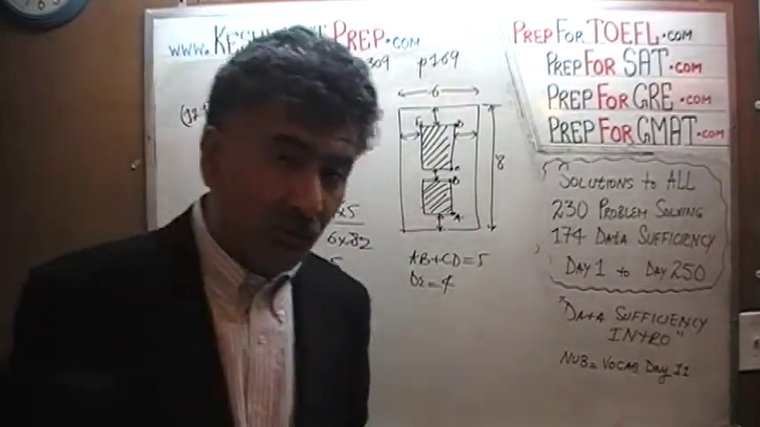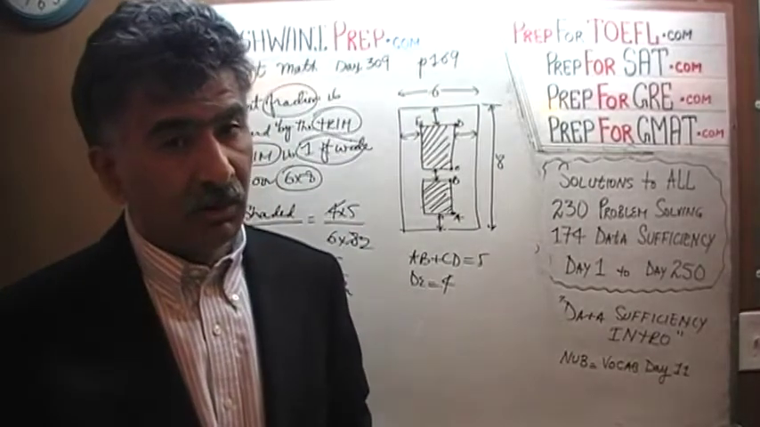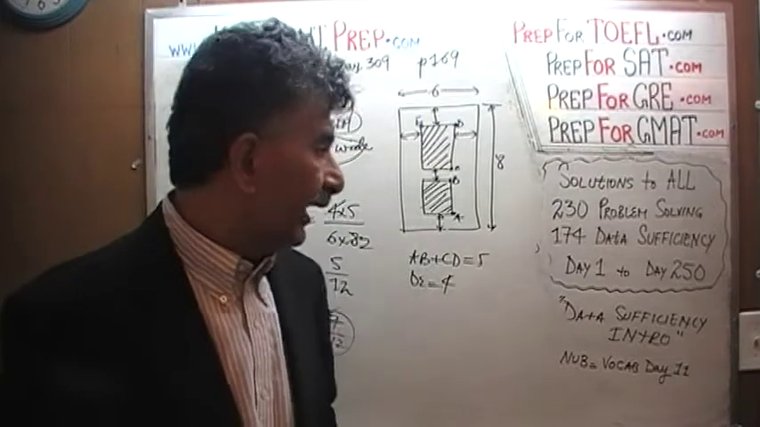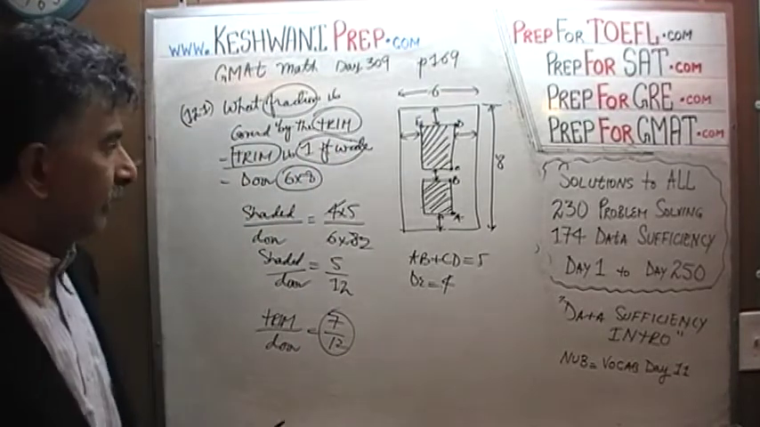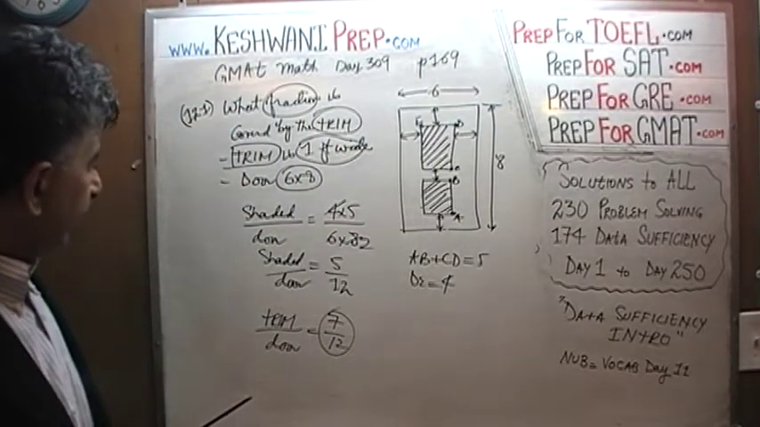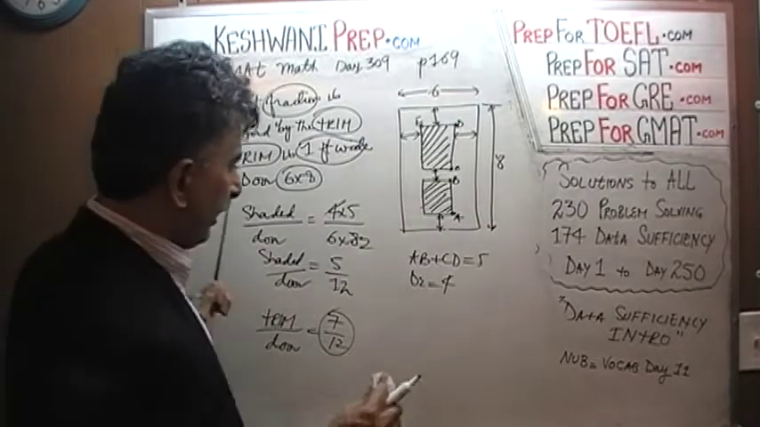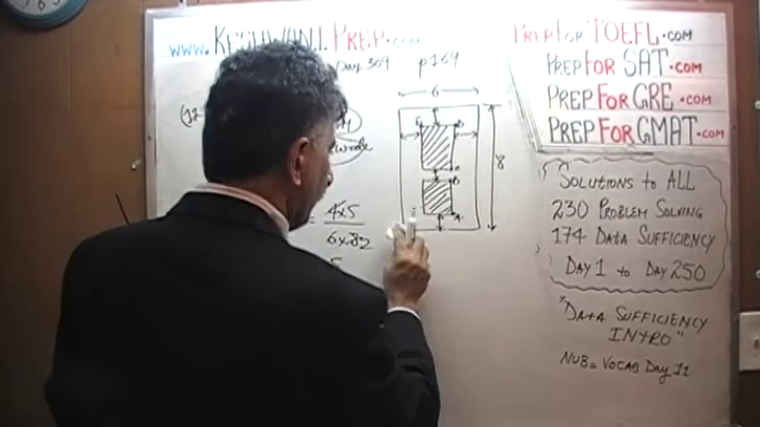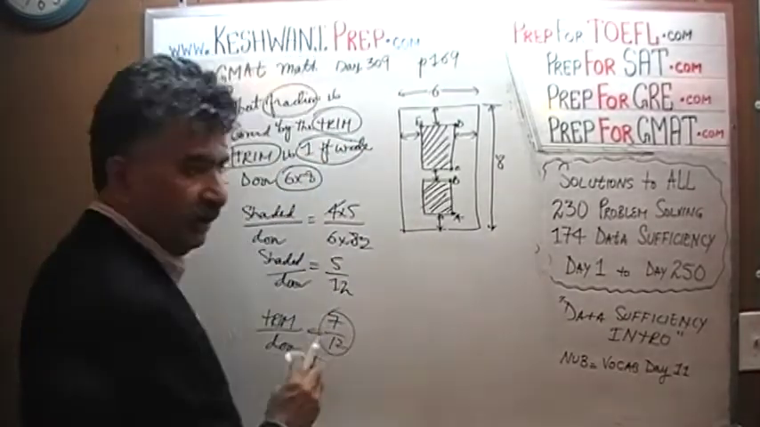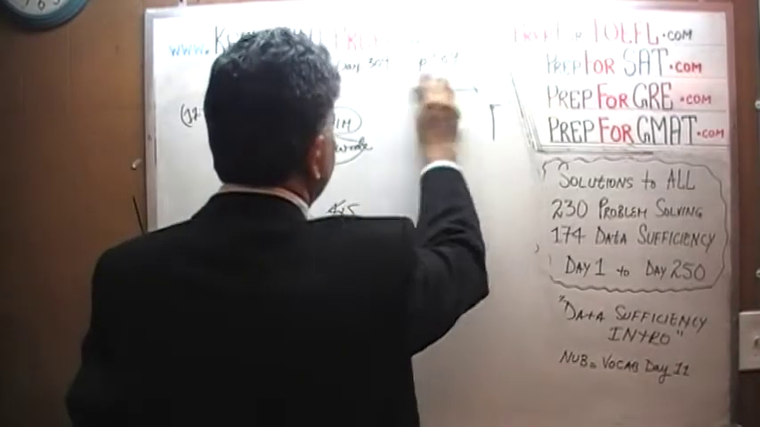If you like, I can show you one more method, which is a little bit roundabout method. I don't quite like that method, but this is the more straightforward method. The second method is, let's do it right here. I'm going to have to redraw the whole thing.